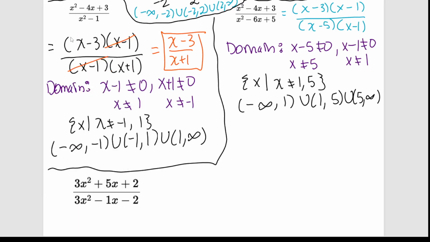To simplify the function, if you look at the original, do I have anything that's going to cancel out? Yes, I do. x minus 1 divided by x minus 1 makes 1. And I would be just left with x minus 3 over x minus 5 as our final simplified form of the function.